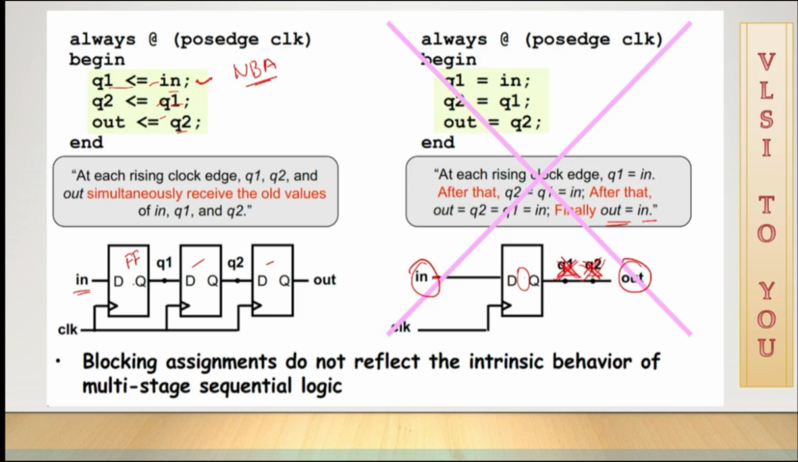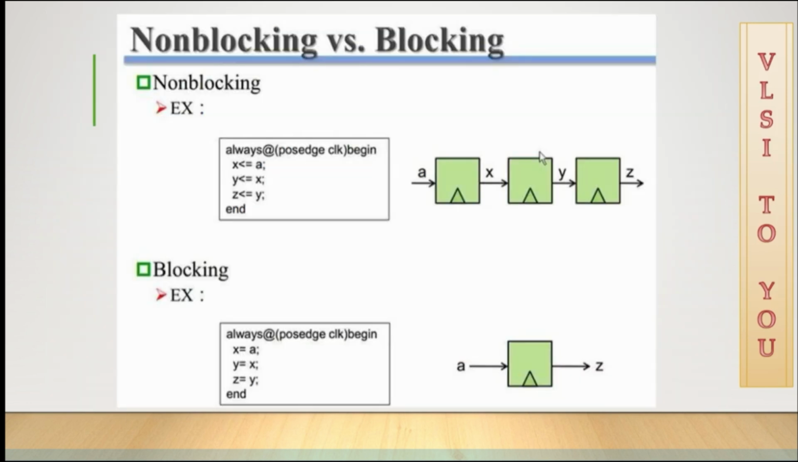Whereas in case of non-blocking assignments, since everything is done in parallel, at every rising clock edge Q1, Q2 and the output simultaneously receive the previous values. Look at the values that they were holding previously. They will be receiving those, and that is why they are able to assign at the final stage, so that you get all the values that you give at the input. Got my point? So basically, this is what is happening in case of blocking and non-blocking assignments.